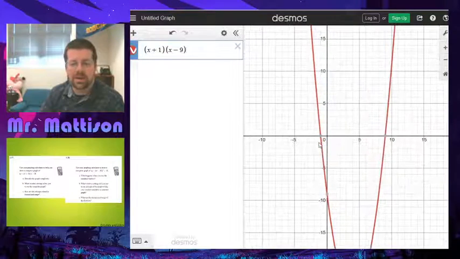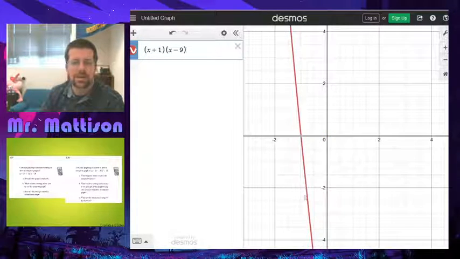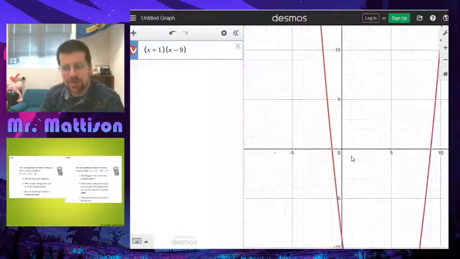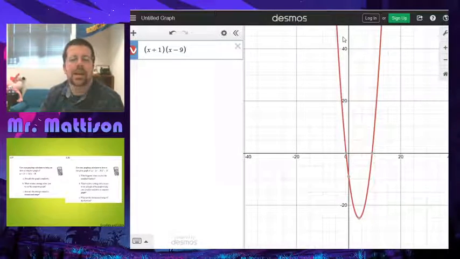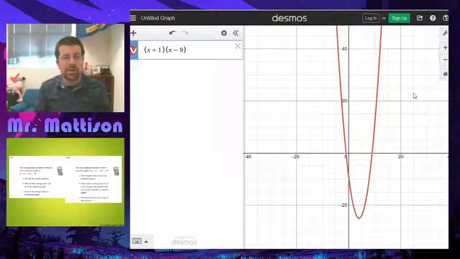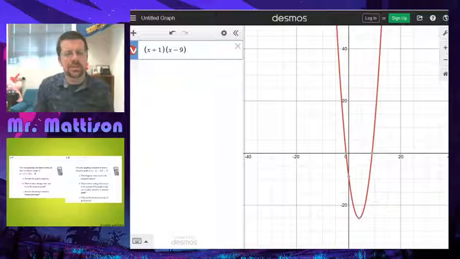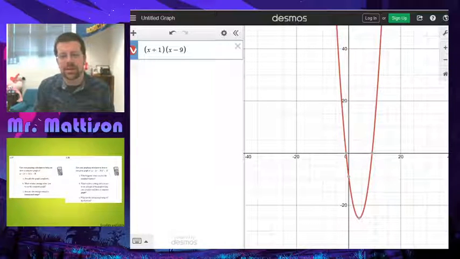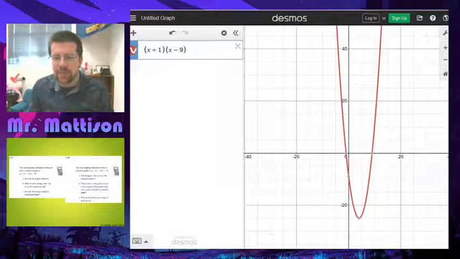And when you first graph it, you're going to see this and think, oh, it's just a linear function. But no, this is not a linear function. If I zoom out, you can see, hey, it's actually a parabola. It's a quadratic function. Those are some of the important things for us to notice there.